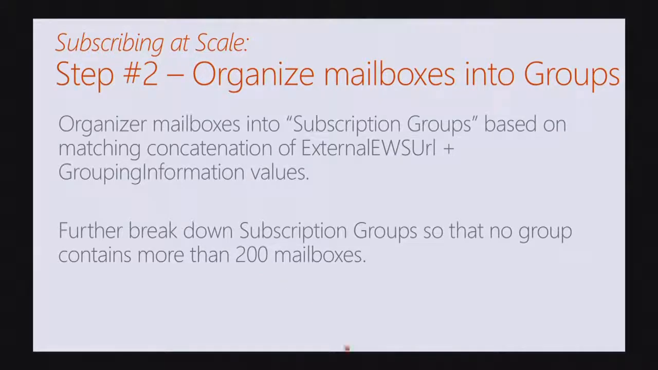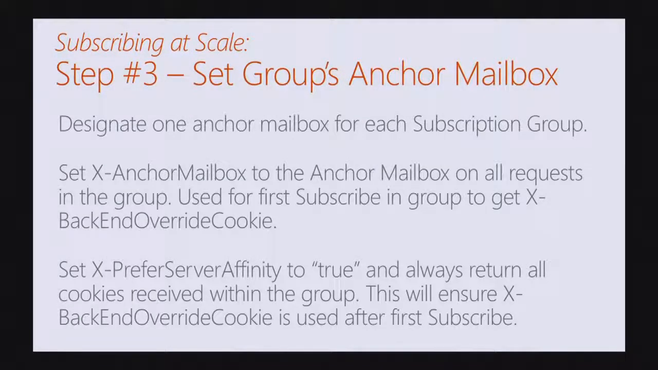So I'm going to go through in my next step, and I'm going to, for each one of these groups, designate an anchor mailbox, which is essentially just going to be the first mailbox in each group. It doesn't really matter what it is. Think back to that graphic I was just showing, this is just the mailbox that the first request is going to go to that doesn't have that backend cookie. Then you'll get the backend cookie and you'll resubmit that. So you'll set the X-AnchorMailbox header, and you'll set the X-PreferServerAffinity, set that to true, and your anchor mailbox will always be the same, but eventually you'll just be using the cookie instead.